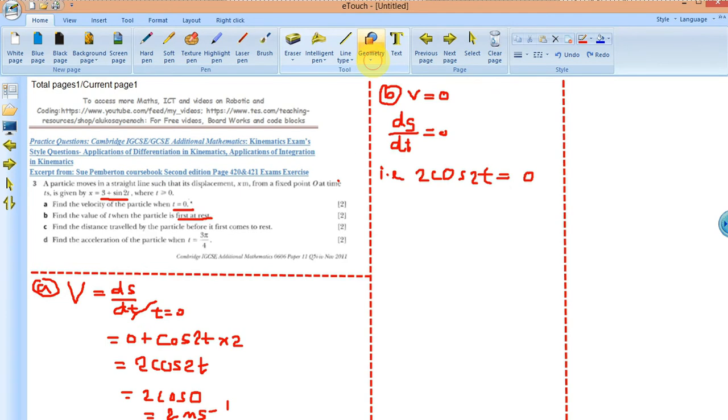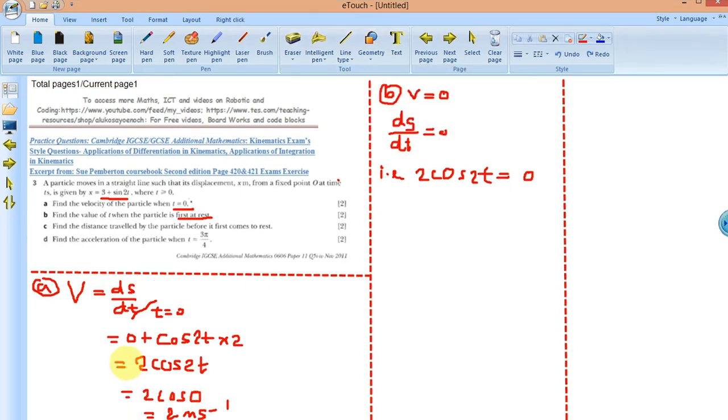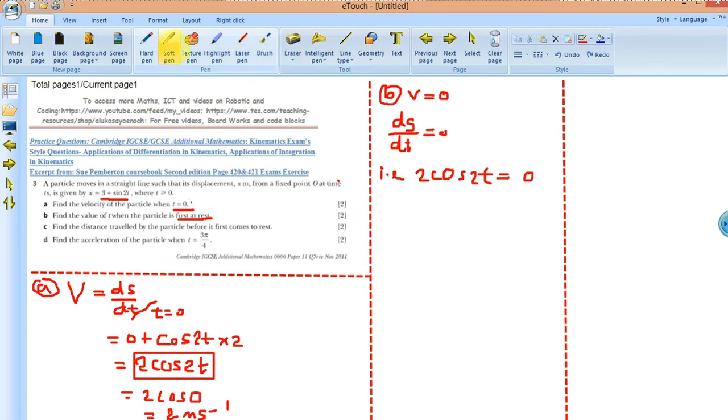Don't forget, this is what we have here. Velocity equals this, this is the function for velocity. So equate this function to 0. That's what we are doing, and go ahead and solve for t. We are asked to find the value of t, so we solve for t.